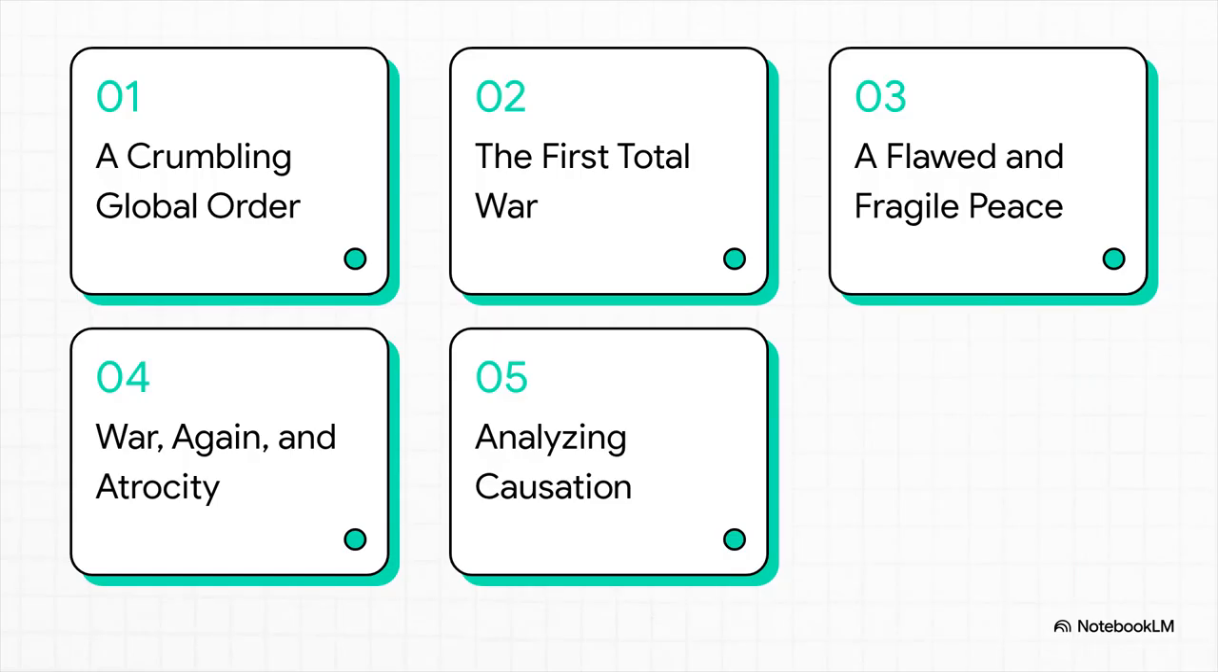So, here's our learning plan for today. We're going to break this down into 5 key parts. We'll start with the crumbling world order, move through World War I, that flawed peace, and then into World War II and its atrocities. By the end of this, you'll be able to construct a solid argument explaining how all these monumental events are fundamentally linked. And that's a skill that's not just going to help you on the AP exam, it's going to help you understand the world we're living in right now.